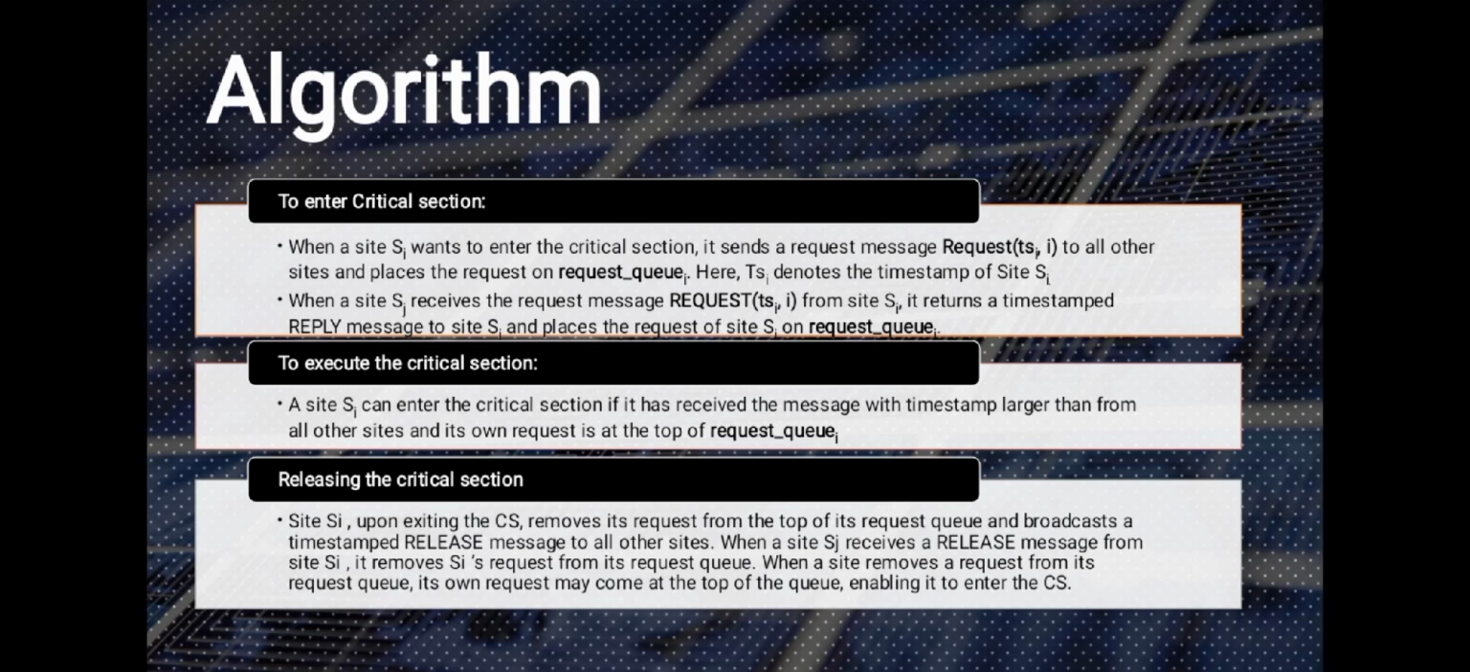To release the critical section, site Si, upon exiting the CS, removes its request from the top of its request queue and broadcasts a timestamped release message to all other sites. When a site Sj receives a release message from site Si, it removes Si's request from its request queue. When a site removes a request from its request queue, its own request may come to the top of the queue, enabling it to enter the CS.